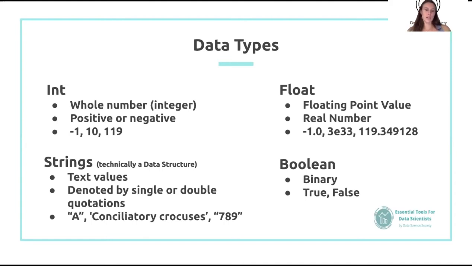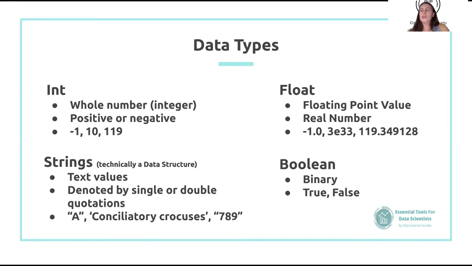Next, we're going to talk about strings. Strings are technically a data structure rather than a data type. They're a little bit more complex, but we'll get into that. So for our purposes, let's just think of them as text values. They are denoted by single or double quotations. You can see that A uses double quotes while conciliatory crocuses uses single quotes. Doesn't matter. As long as you're consistent end to end, Python will know that it is a string. Now you might think of 789 as a number yourself, but if you put it in quotes, Python will think of it as a string or text value, which is kind of fun.